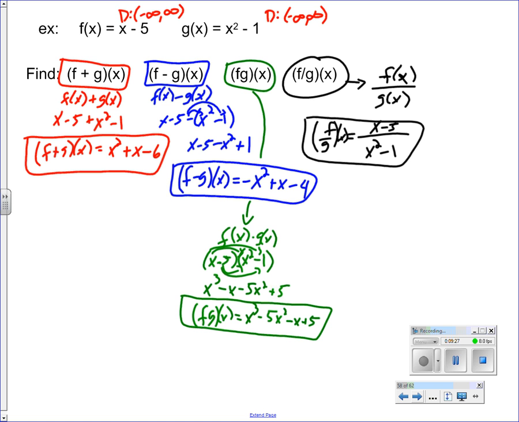For the first one, we still have a quadratic, so our domain will still be all real numbers. The second one is also a quadratic, the difference, so that will also have a domain of all real numbers. The third one is cubic, so again the domain is all real numbers. But our quotient is now a rational function, so anywhere the denominator is 0 is not going to be in the domain.